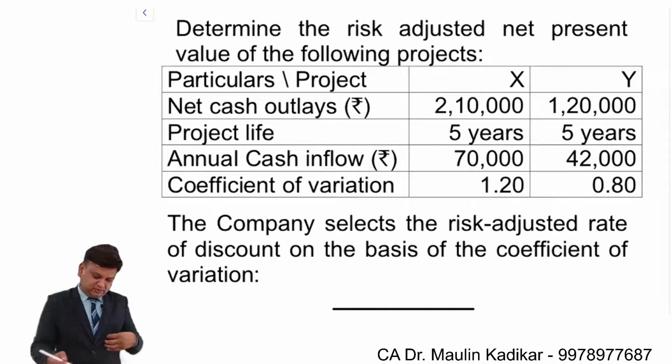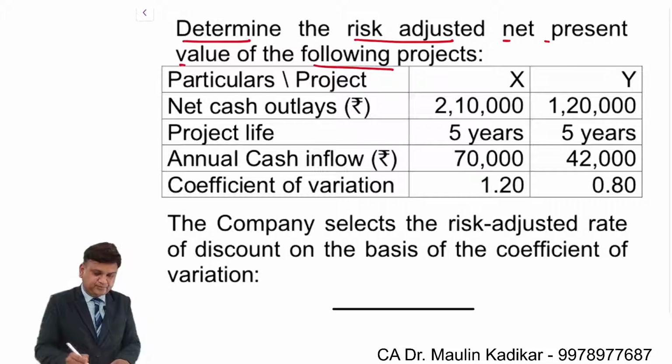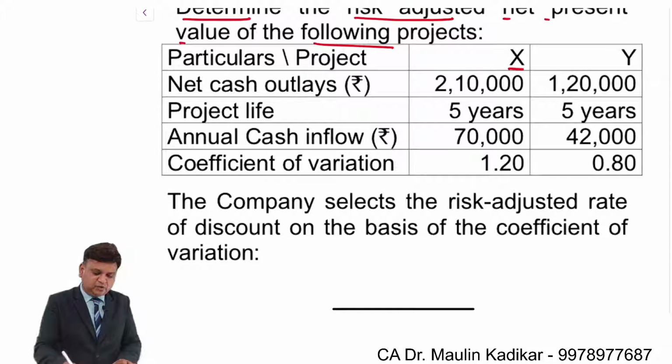Let us see the next question. Determine risk adjusted net present value of the following projects. Two projects have been given. Initial investment is provided to us. Life of the project is given. Annual cash inflow is given to us.